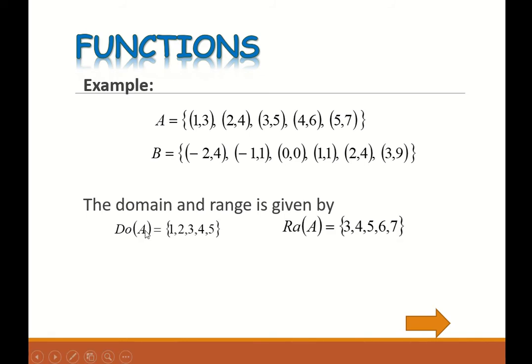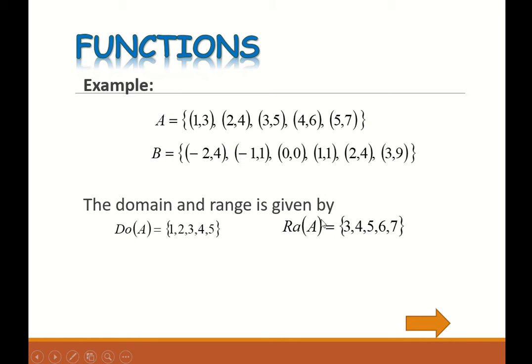We have DA, which means the domain of set A. It contains elements 1, 2, 3, 4, 5. These are the first elements of each ordered pair. So 1 is the first element of the first pair, then 2, the first element of the second pair, then 3, the first element of the third pair, and 4 is the first element of the fourth pair, and 5, the first element of the fifth pair.